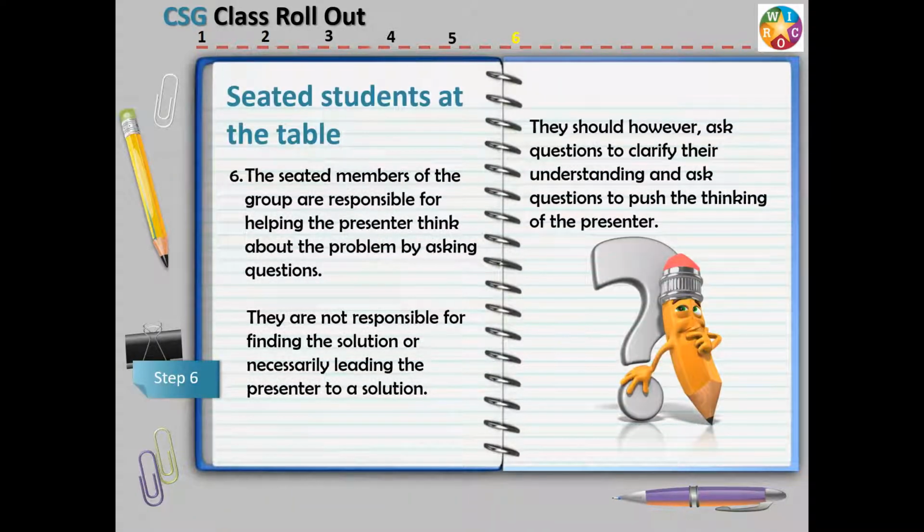Step 6. Seated students at the table. The seated members of the group are responsible for helping the presenter think about the problem by asking questions. They are not responsible for finding the solution or necessarily leading the presenter to a solution. They should, however, ask questions to clarify their understanding and ask questions to push the thinking of the presenter.